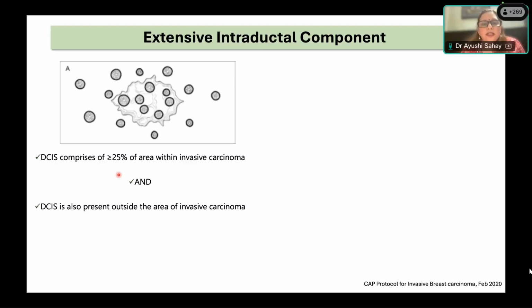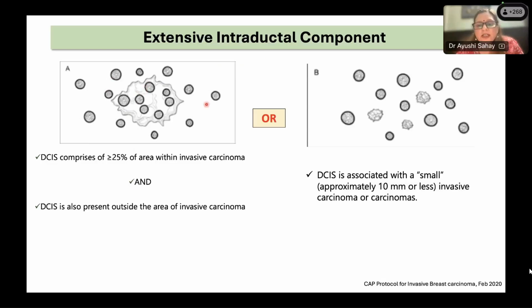So first I will discuss what is extensive intraductal component. As you said rightly, it is when DCIS comprises more than 25% of the area within the invasive carcinoma, as well as there is DCIS around the invasive carcinoma. And the second definition is when there is small invasion, micro invasion, associated with extensive DCIS. In between multiple DCIS, you are seeing small foci of invasion or micro invasion. This is also a definition of extensive intraductal carcinoma.